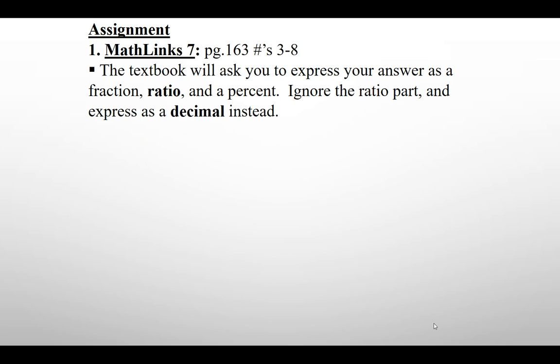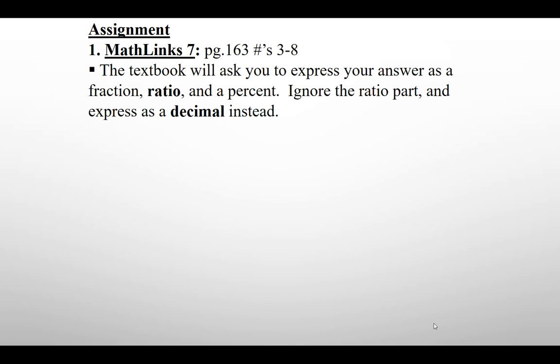All right, that's it for this lesson, where we are just calculating the probability of a single event occurring. You can practice this by completing page 163, numbers 3 through 8. I did want to make a note, though, that the textbook in every single question says to write the answers as a fraction, ratio, and a percentage. Ignore the part where it says ratio. What you want to do is, just how I modeled it in the example problem, express it as a fraction, a decimal, and a percentage. So just replace the word ratio with decimal.